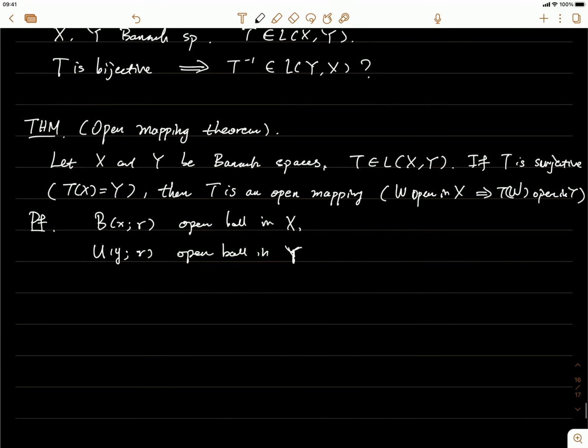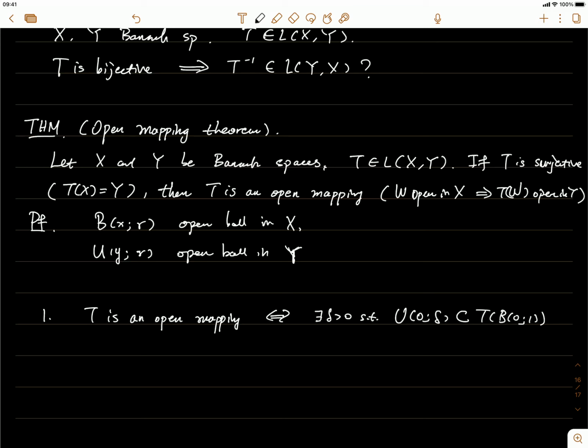I'm going to do this in three steps. The first step is I want to show that T is an open mapping if and only if there exists some delta such that U(0, delta) is inside T of B(0, 1). B(0, 1), as I said, is the unit ball in the space X. T of that will be some set in the space Y. I'm going to show that U(0, delta) is inside this.